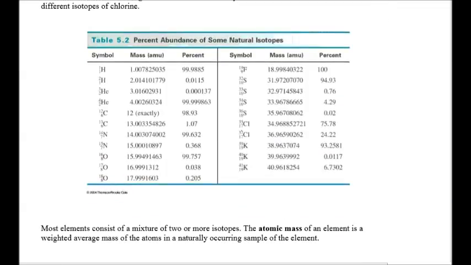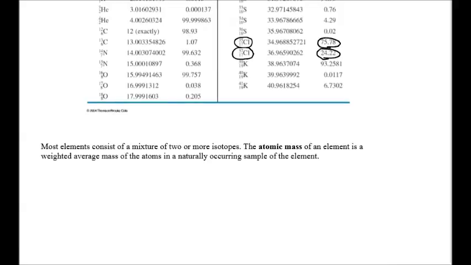Chlorine is made up of 2 isotopes, chlorine-35 and chlorine-37. Chlorine-35 is 75.78% of all the chlorine out there. Chlorine-37 is 24.22%. The average mass that's calculated is not just adding up and dividing by 2. We have a different equation.